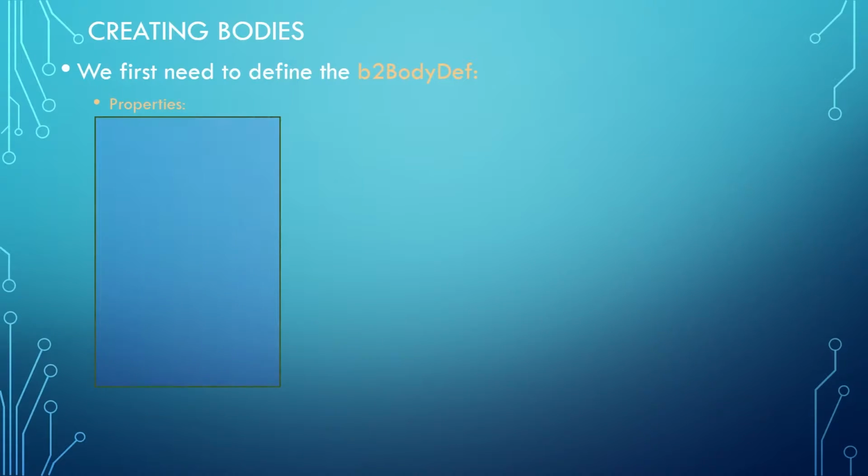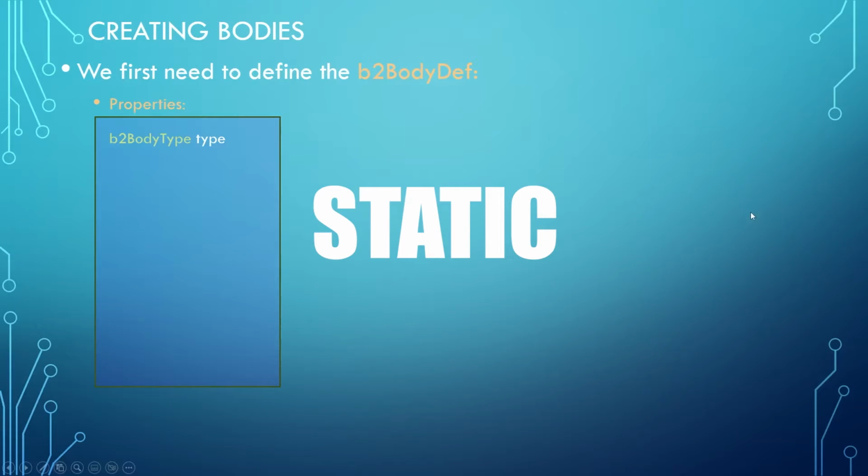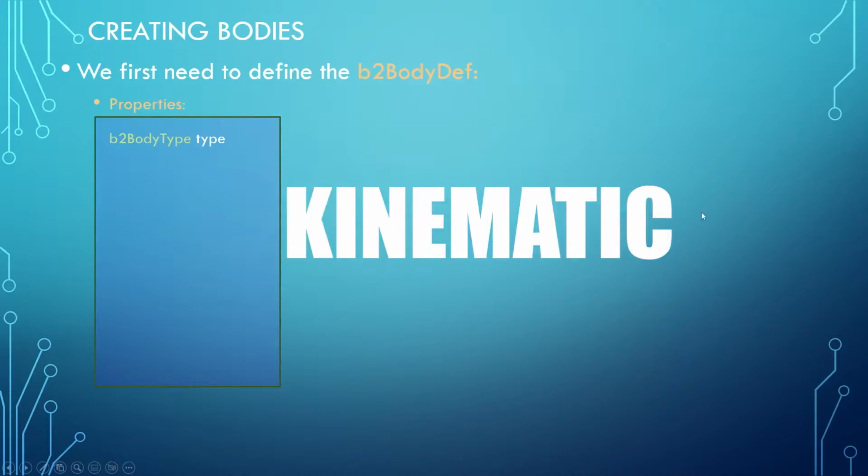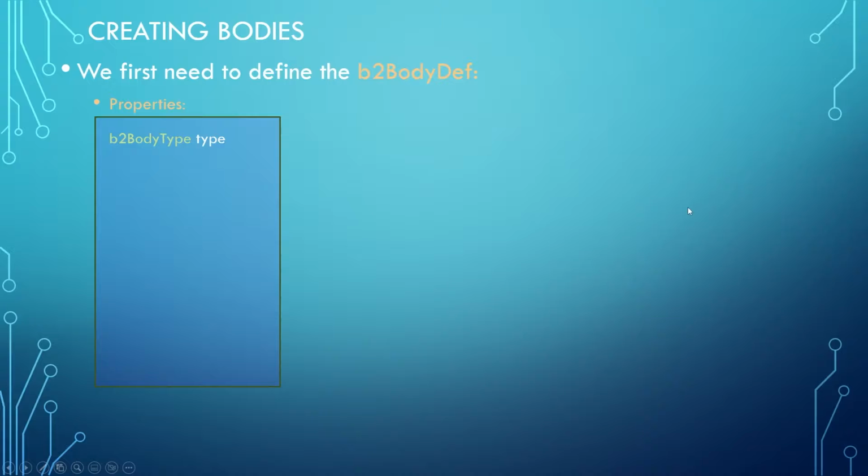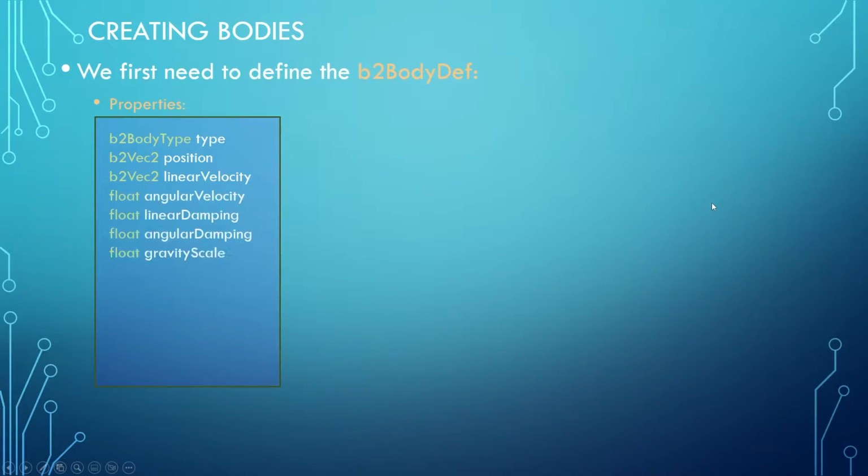These properties are the body type, so it's a b2BodyType. And those types are: is it a static body, is it a dynamic body, or is it a kinematic body? We'll go over those in later videos as well. A vec2 for the position, a vec2 for the linear velocity, a float for the angular velocity, a float for angular damping, the gravity scale.